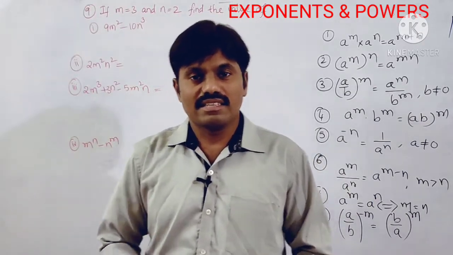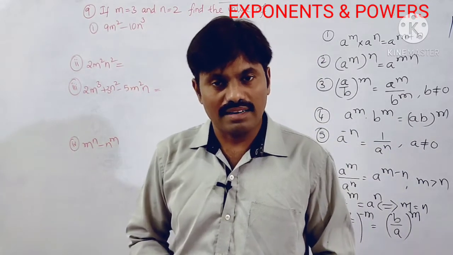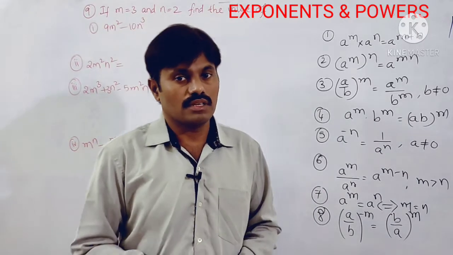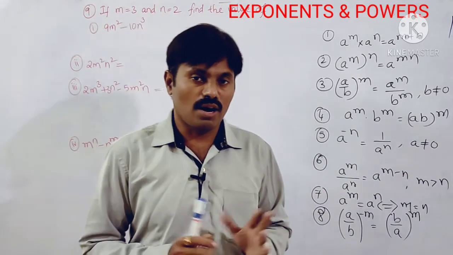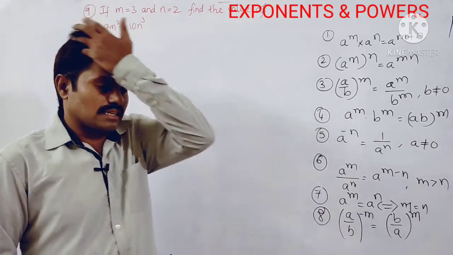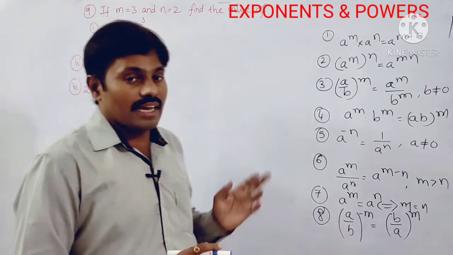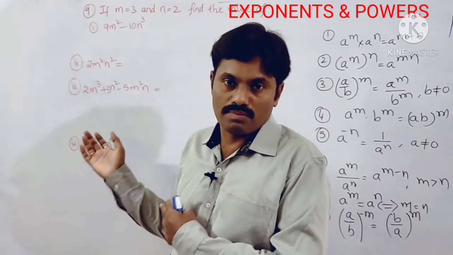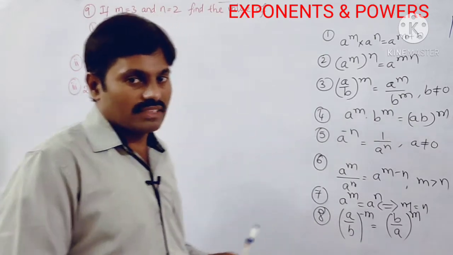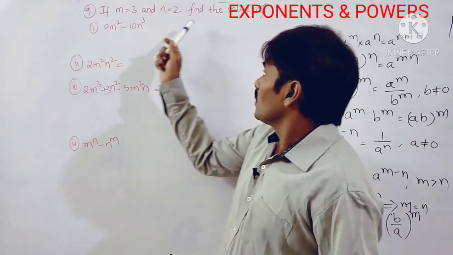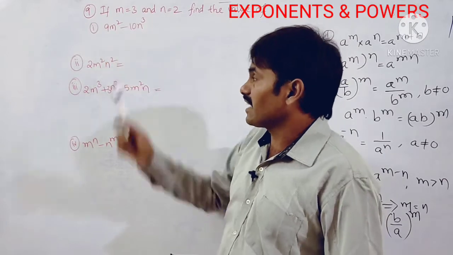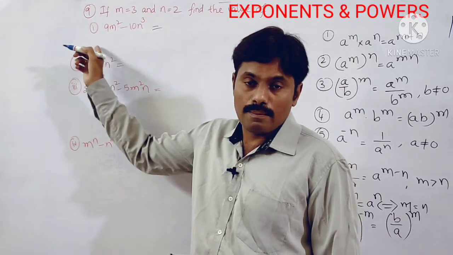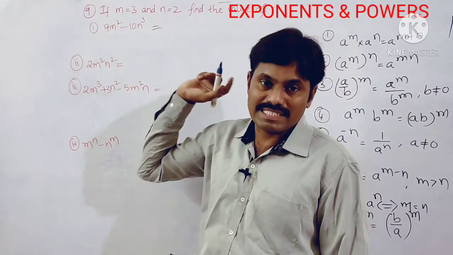Dear students, in this exercise 4.1 part 3, now we are going to solve question number 9, which is a most selected problem. It is a very selected model for competitive exams also. See how to solve this question. They are given m and n values, and some expression to simplify. If m is equal to 3 and n is equal to 2, then find the value of 9m square minus 10n cube. That means we have to replace m and n by 3 and 2 respectively.